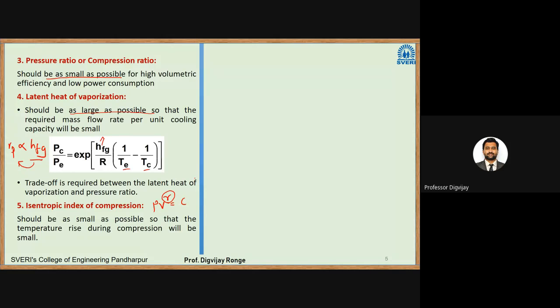So it should be as small as possible so that the temperature rise during the compression will be small. So whatever discharge temperature we are getting, in the compressor the vapor refrigerant is getting compressed. That means pressure is increased from evaporator pressure to condenser pressure. But as the pressure increases, its temperature will also increase. But if the index of compression is lower, then we'll get a lower value of the discharge temperature. So it should be as small as possible so that the temperature rise during the compression will be small.